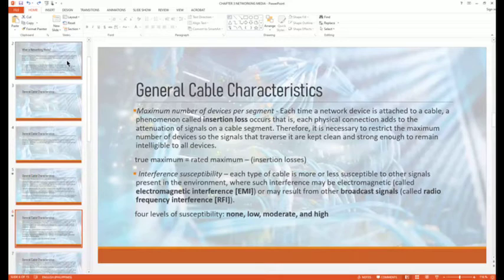Okay, next is the interference susceptibility. Each type of cable is more or less susceptible to other signals present in the environment, where such interference may be electromagnetic, called electromagnetic interference or EMI, or may result from other broadcast signals, called radio frequency interference or RFI. So here are the four levels of susceptibility: none, low, moderate, and high.